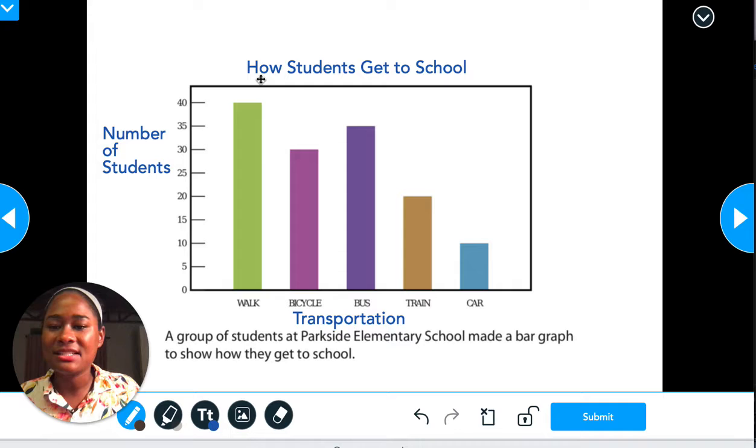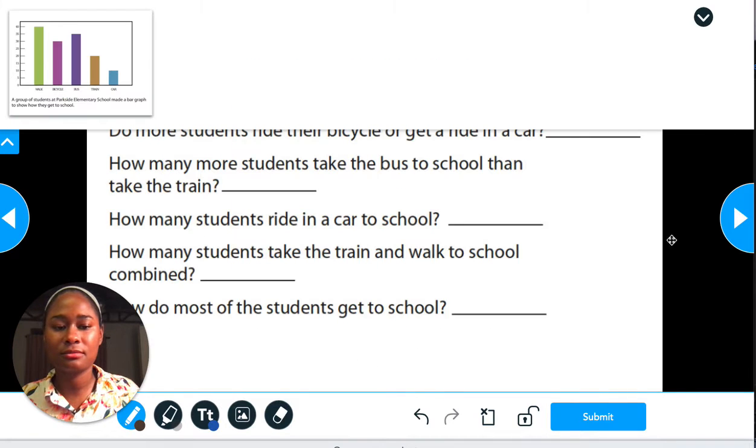So now I've got a title, How Students Get to School. I've got a label for my y-axis, which tells me the number of students, and I've got a label for my x-axis, which tells me the categories that are listed. I got all of this information from the sentence right here at the bottom. A group of students at Parkside Elementary School made a bar graph to show how they got to school. Now we're going to use that same graph to answer some questions.